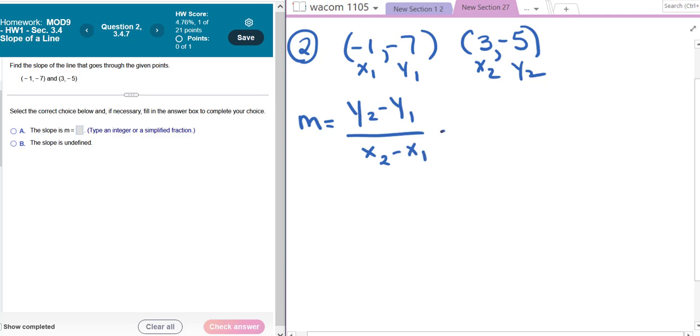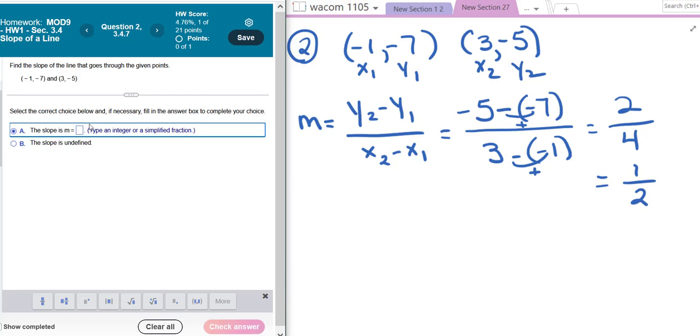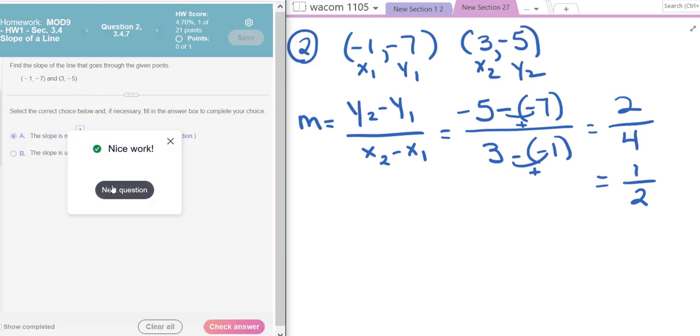So for y2, it will be -5 minus y1 is a -7. Use parentheses so you don't lose a sign there. And x is 3 minus a -1. And then you're going to clean up. So this will make plus. So 7 minus 5 is 2. And this will make plus. 3 plus 1 is 4. And you just need to reduce to 1/2. Good.